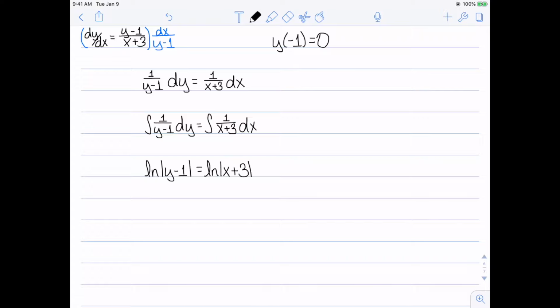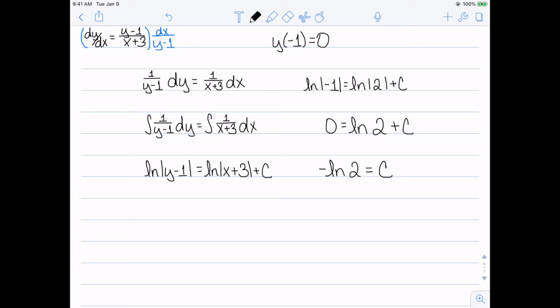And then we need our constant of integration, plus c. We also do have an initial condition. We know that when x = -1, y = 0. So I can stick that into this problem. So I have ln|-1| = ln 2 + c. We know that ln 1 is 0. So I have 0 = ln 2 + c. Therefore, I have -ln 2 = c. So I have my solution. ln|y - 1| = ln|x + 3| - ln 2. And we can absolutely use properties of logarithms to combine this and simplify this answer as well.